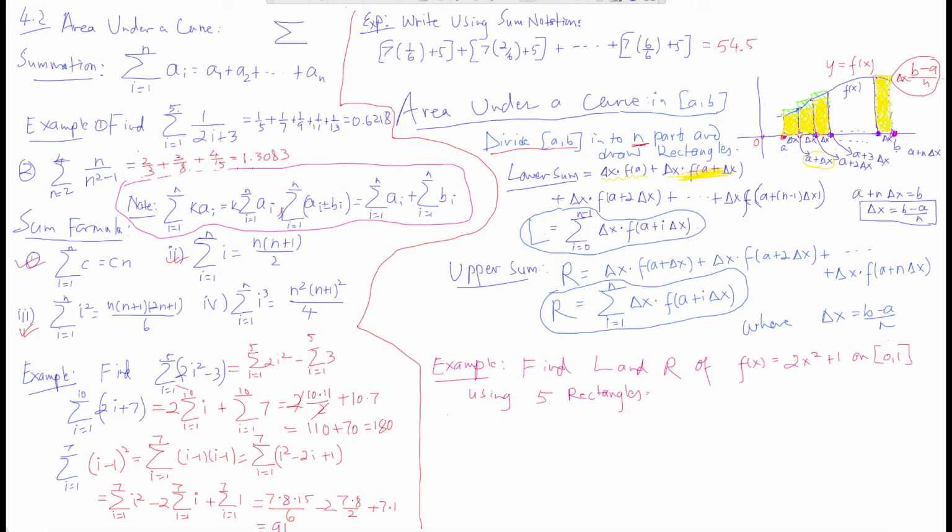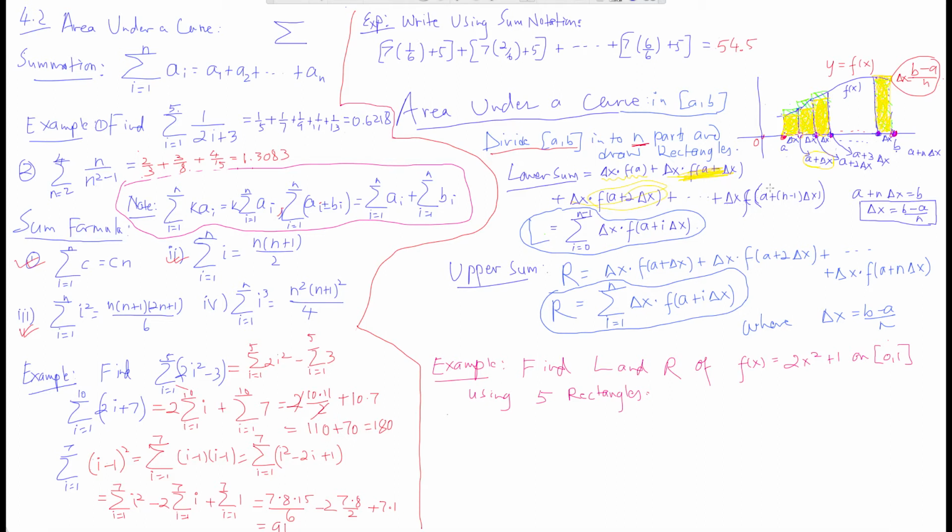So it is a plus 2 delta x and the height is f of a plus 2 delta x, right? So the area of this region is delta x times f of a plus 2 delta x. You see that? Delta x times f of a plus 2 delta x.